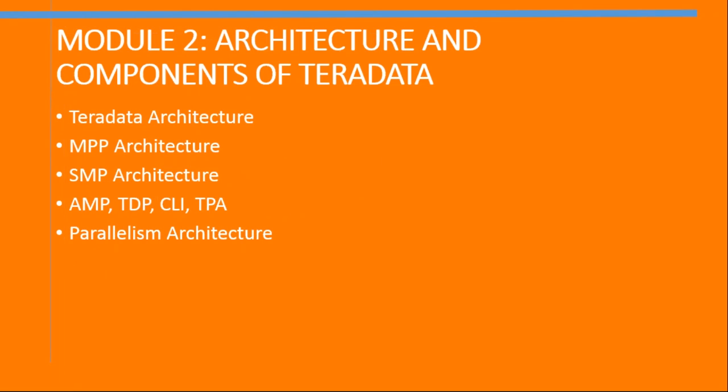Module 2 talks about architecture and the components of Teradata. As I said earlier, MPP architecture, SMP architecture. MPP means it's a distributed and parallelism architecture, and we will also look at the different components and modules like AMP, TDP, CLI, TPA.